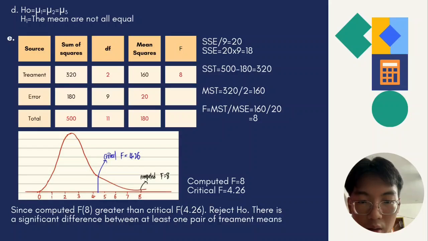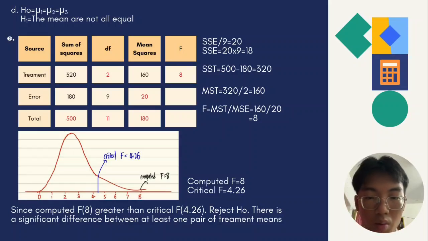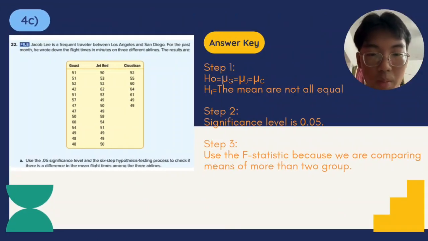So we can find the computed F is MST divided by MSE is equal to 160 divided by 20 is 8. So for this graph, we can see that the computed F is greater than the critical F. So we reject the null hypothesis, there is a significant difference between at least one pair of treatment means. Alright, let's go through the next question.